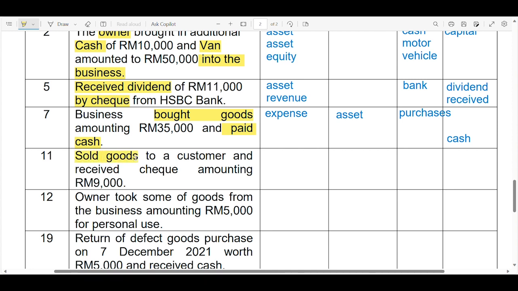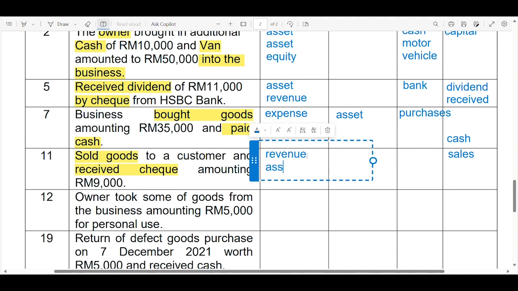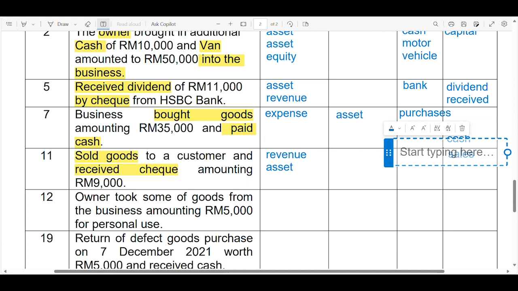Next, sold goods to customer. Sold goods to customer results in an increase in revenue. Therefore, you need to credit revenue account. What is the name of the revenue account here whenever you sold goods? Yes, sales. You credit sales. And then from the selling of goods, you receive check. So there's an increase in money, an increase in asset. Which asset account is to be debited when you receive check? You debit bank. Very good.